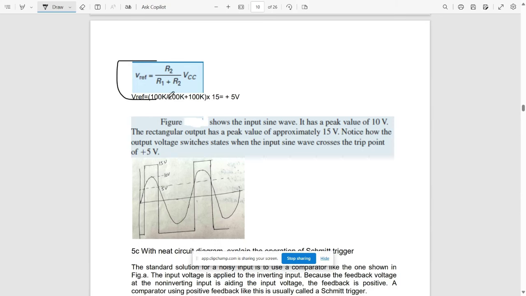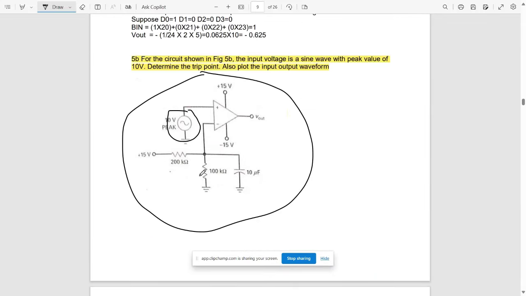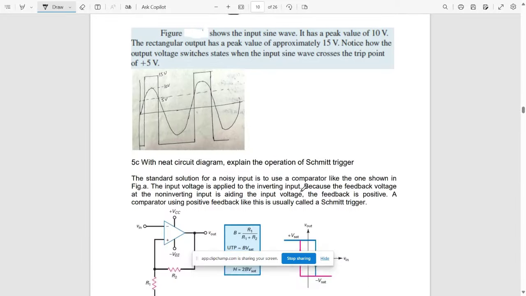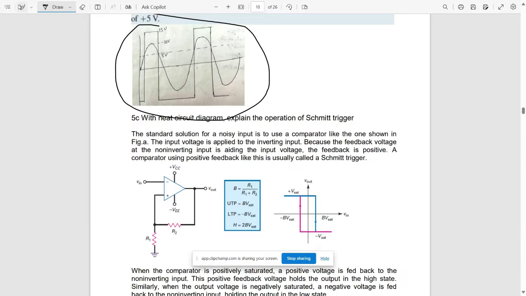First, we need to know the value of the reference voltage. The given parameters are R1 and R2, that is 200 kilo ohm and 100 kilo ohm: R1 is 200 and R2 is 100. Substituting that, we get the reference voltage equal to 5 volt. The figure shows that the input sine wave has a peak value of 10 volt, and the rectangular output has a peak value of approximately 15 volt. Then draw the required input and output waveforms, the sine wave as well as the square wave. The input is a sine wave and the output is a square wave. Now we'll get to the next question.